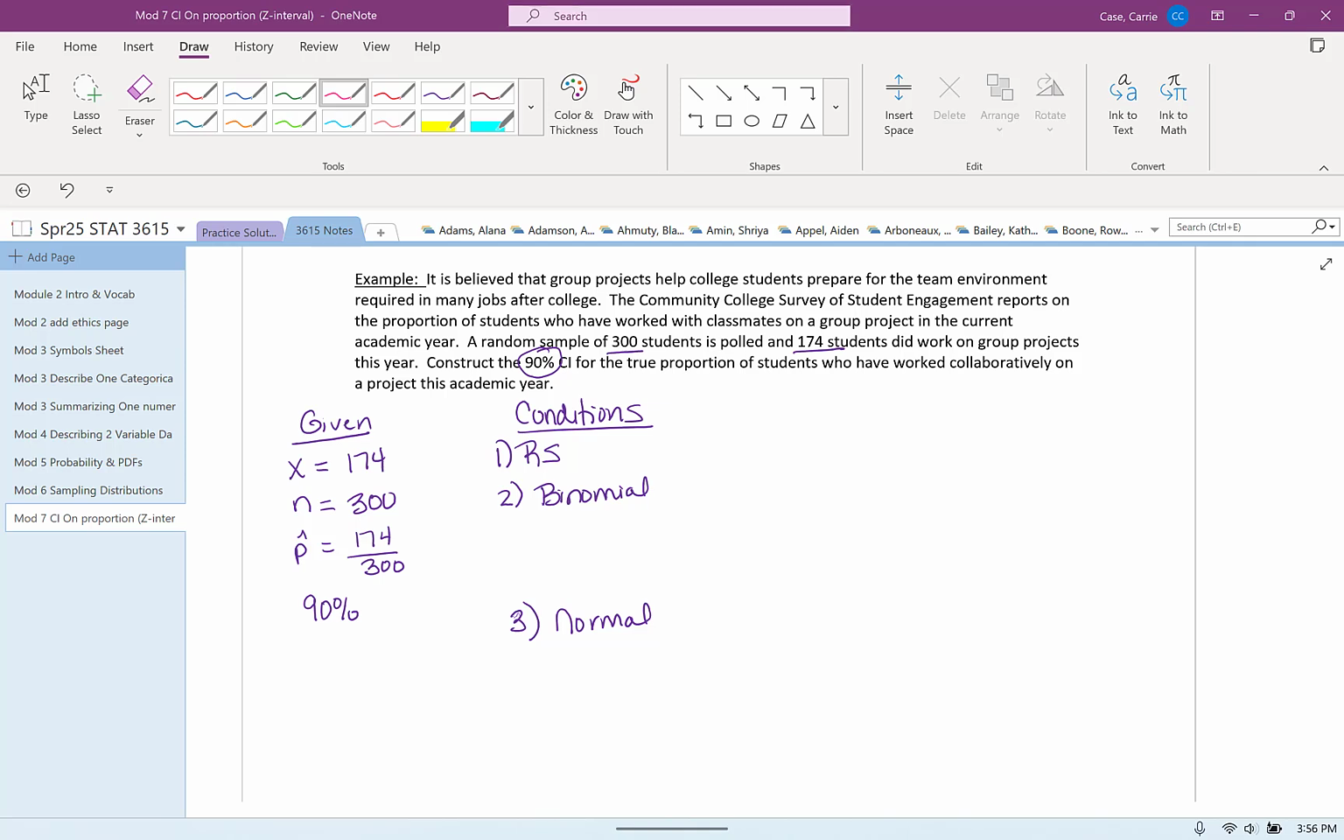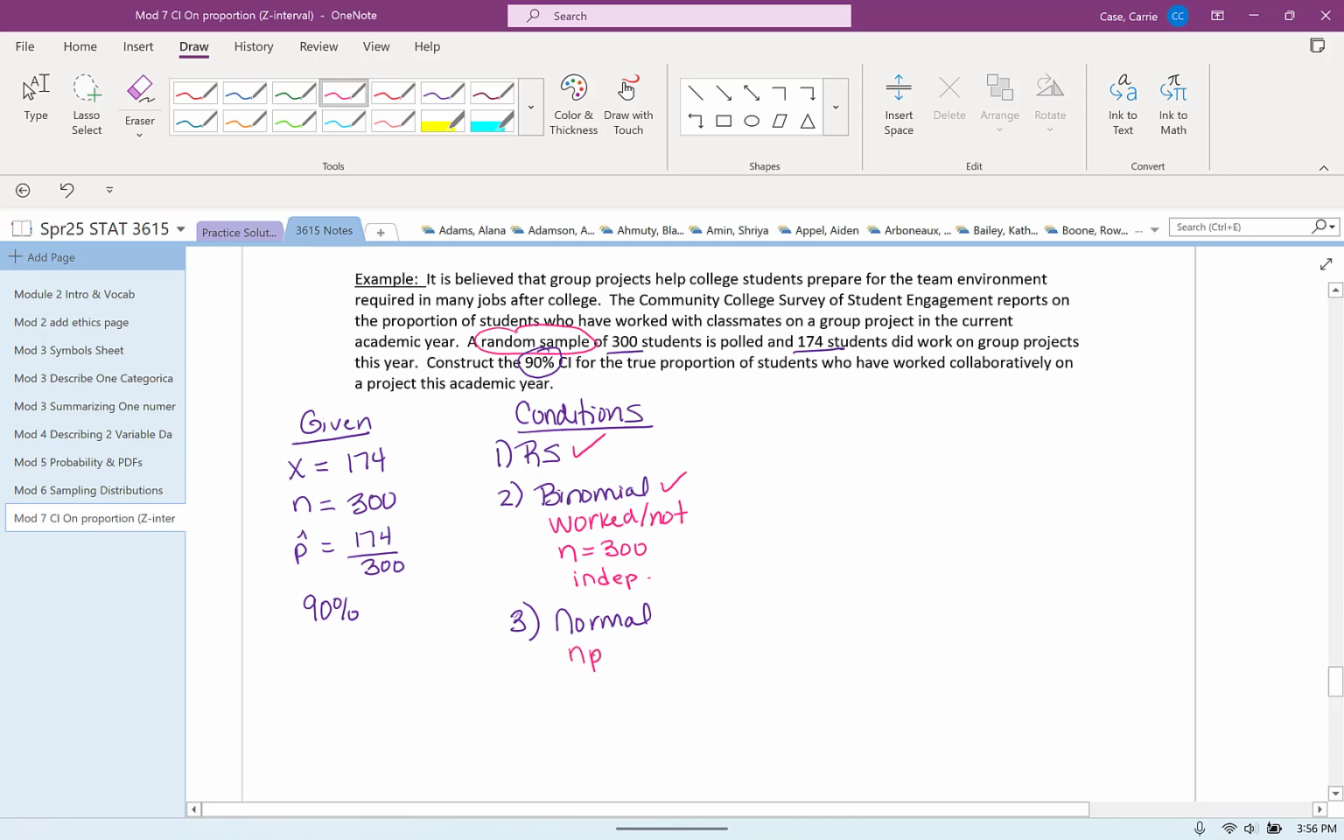Random sampling. So we are told it's a random sample. So that condition is met. They either worked on a group project or not. We have a set number of trials, N equals 300, and they should be independent because 300 is way smaller than the number of students in community college. So binomial is met.